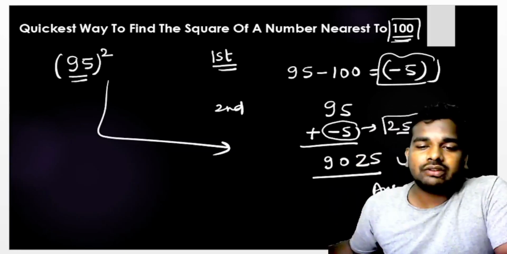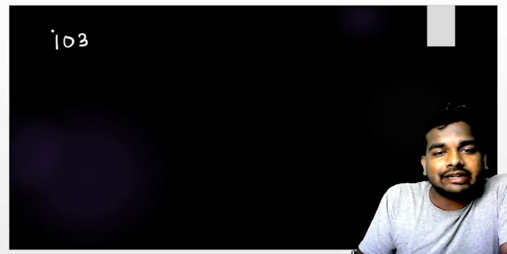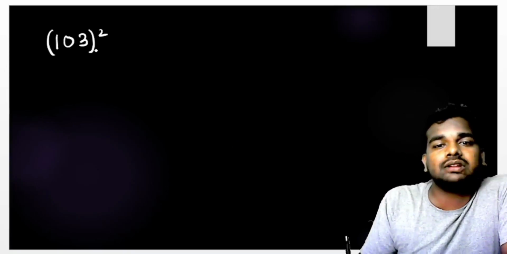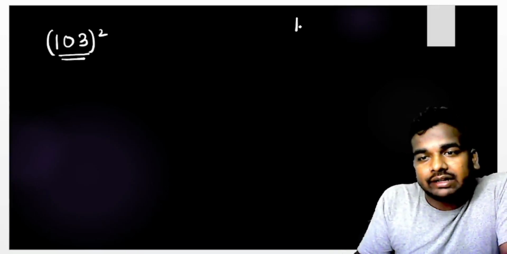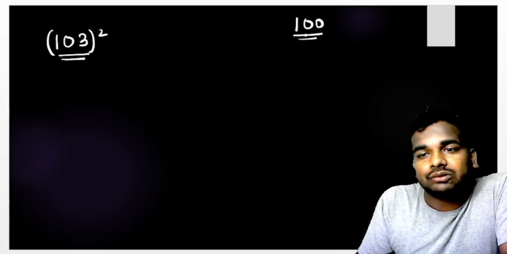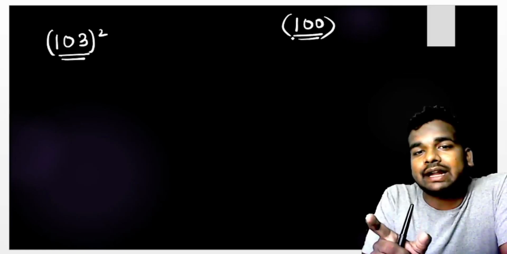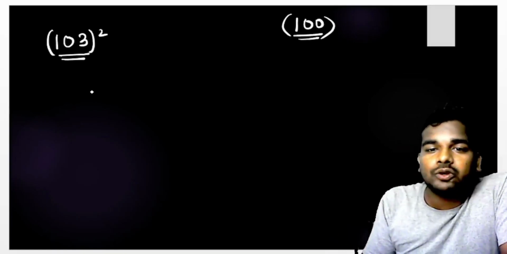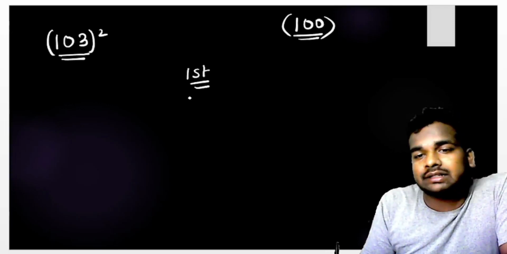Now we can do one more question using this method. Suppose I am going to find the square of 103. Look students, this 103 is nearer to 100. Yes, 103 is nearer to 100. The first step is to see that the number is nearer to 100.